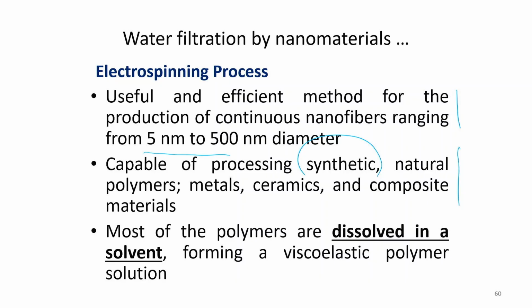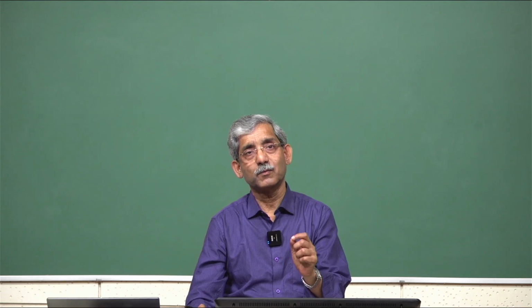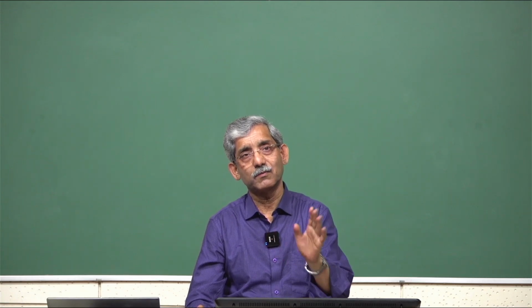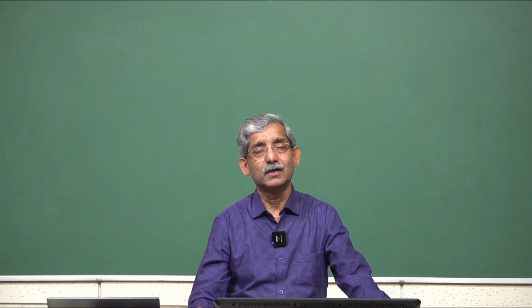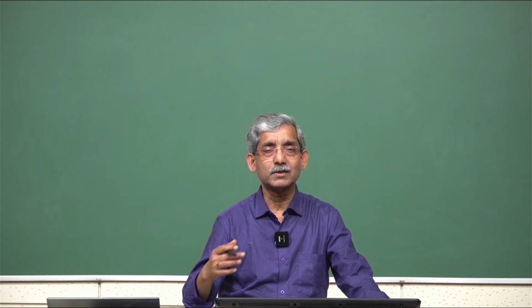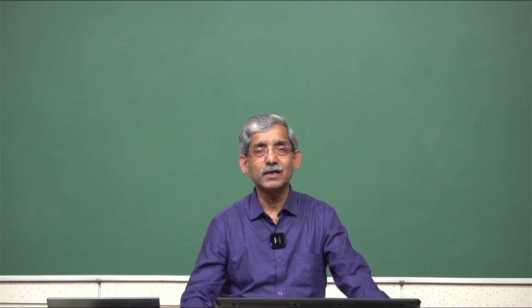Most of the polymers are dissolved in solvent. So, polymers are dissolved in a solvent to produce a viscoelastic polymer solution. Most of the polymers will be dissolved in some solvents, and then these viscoelastic polymer solutions are used for electrospinning.